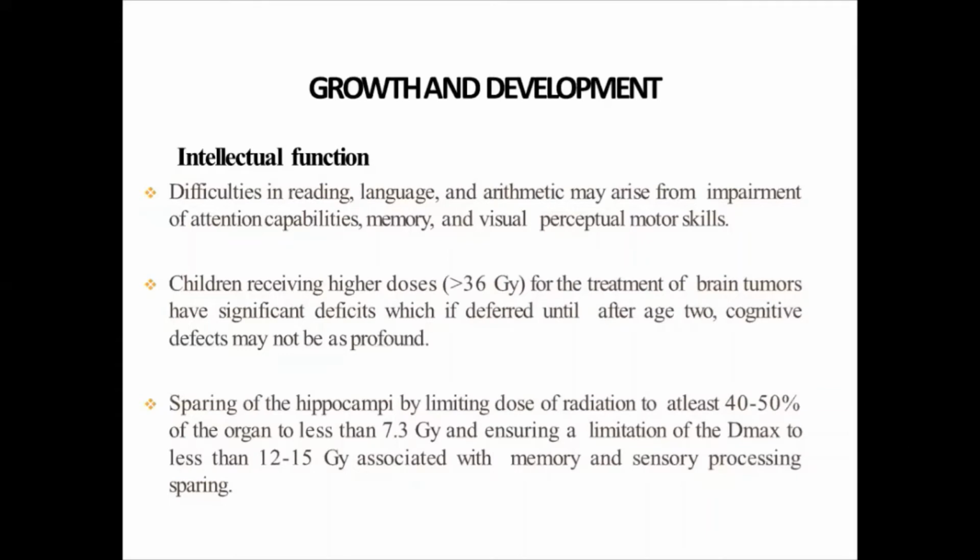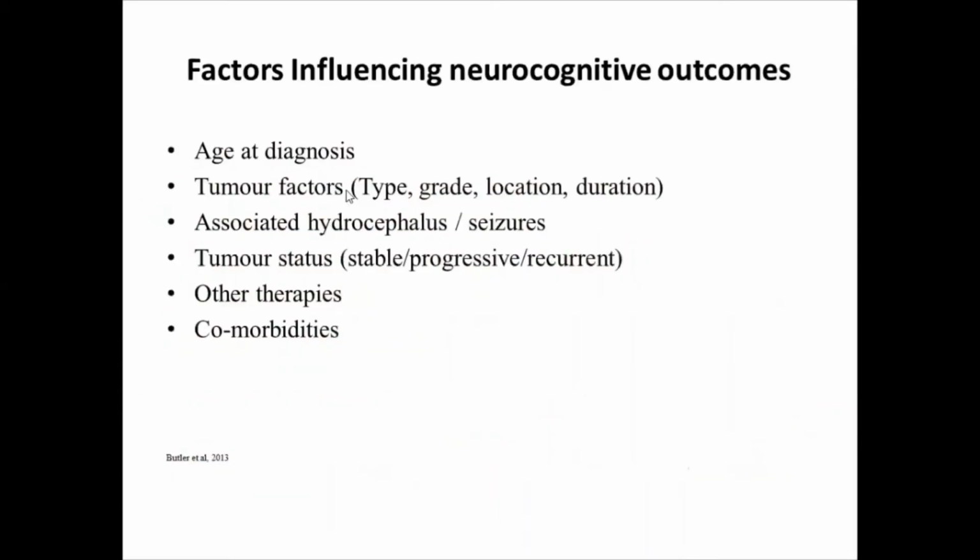Sparing of the hippocampus by limiting the dose of radiation to at least 40 to 50% of the organ to less than 7.3 gray, and ensuring a limitation of the Dmax to less than 12 to 15 gray, is associated with memory and sensory processing sparing. So what are the factors influencing the neurocognitive outcomes? Age at diagnosis, tumor factors such as type, grade, location, duration, associated hydrocephalus or seizures, tumor status, whether it is stable, progressive, recurrent, other therapies, and associated comorbidities.